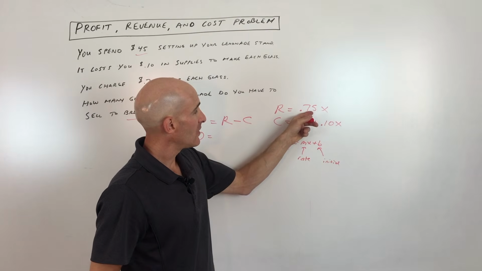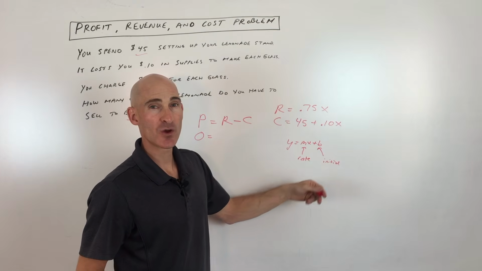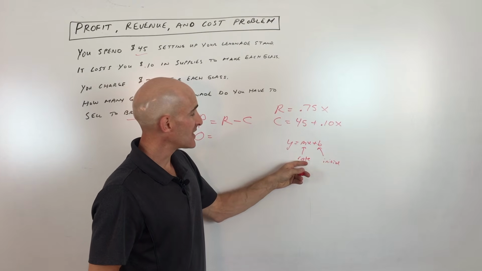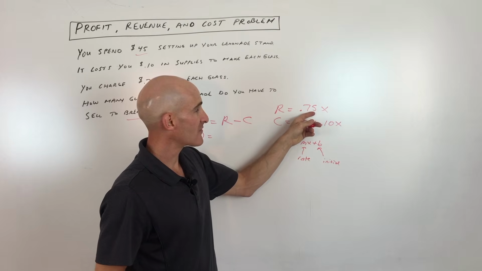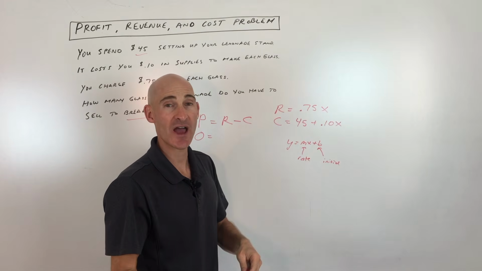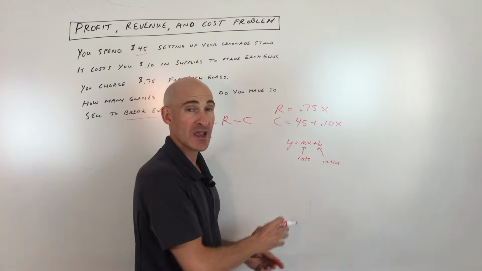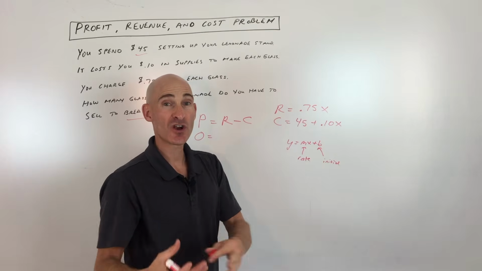Over here with the revenue, there's no initial quantity. It's not like you're getting a one-time lump sum. You're just getting 75 cents for each glass. So that's the rate that you're charging per glass. That helps a little bit when you're doing word problems like this. Think about not the slope, but the rate, and not the y-intercept, but the starting amount or the initial amount.